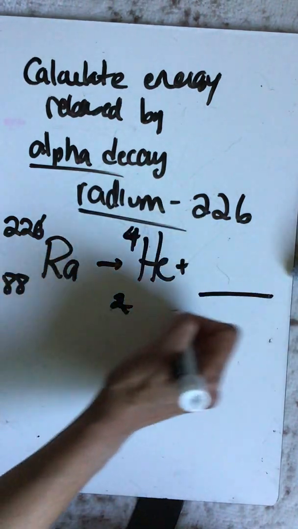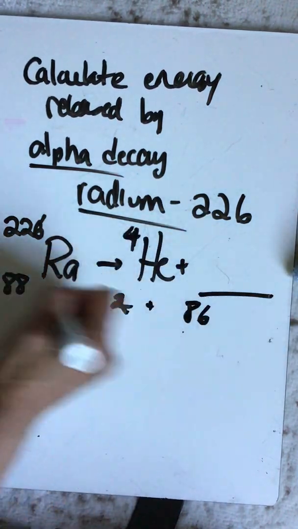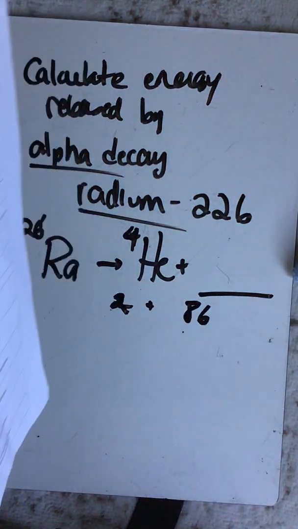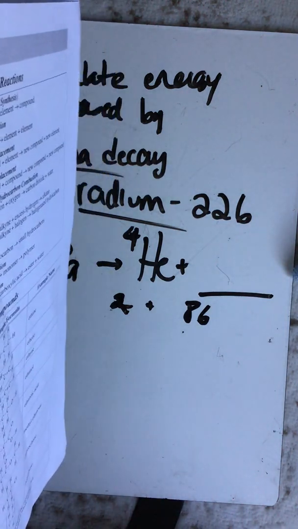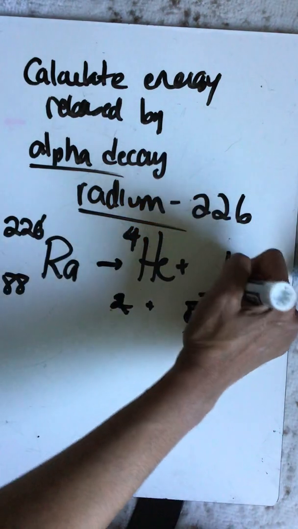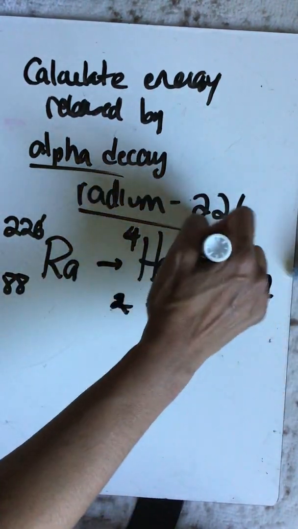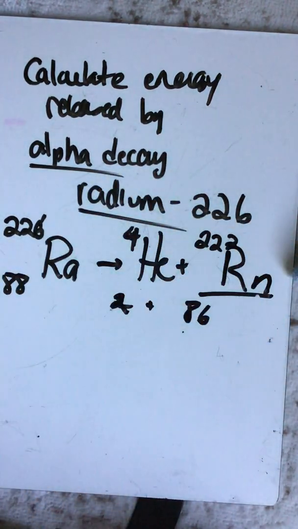going to make here? Well, 2 plus 86 will make 88. So 86, the atomic number 86, is radon. So you're going to make radon, and it's going to be 222. And that's your alpha decay that you just learned and you understand.